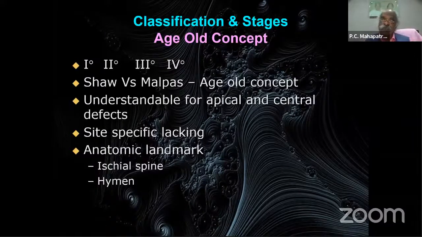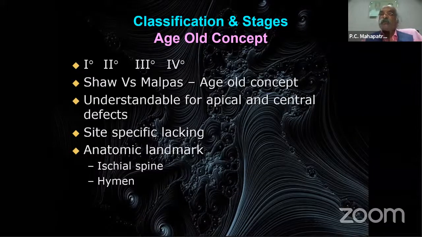Malpas corrected this: there should not be 4 degrees, there should be first degree, second degree, and third degree. Third degree is procidentia. First degree is just below the level of the ischial spine and inside the vagina. Second degree, the cervix is outside the hymen. And third degree, the whole uterus is outside the hymen. This is a very simplified definition of the Malpas classification, an age-old concept. It is understandable for apical and central defects, but not for the anterior or posterior. And it is not site-specific.